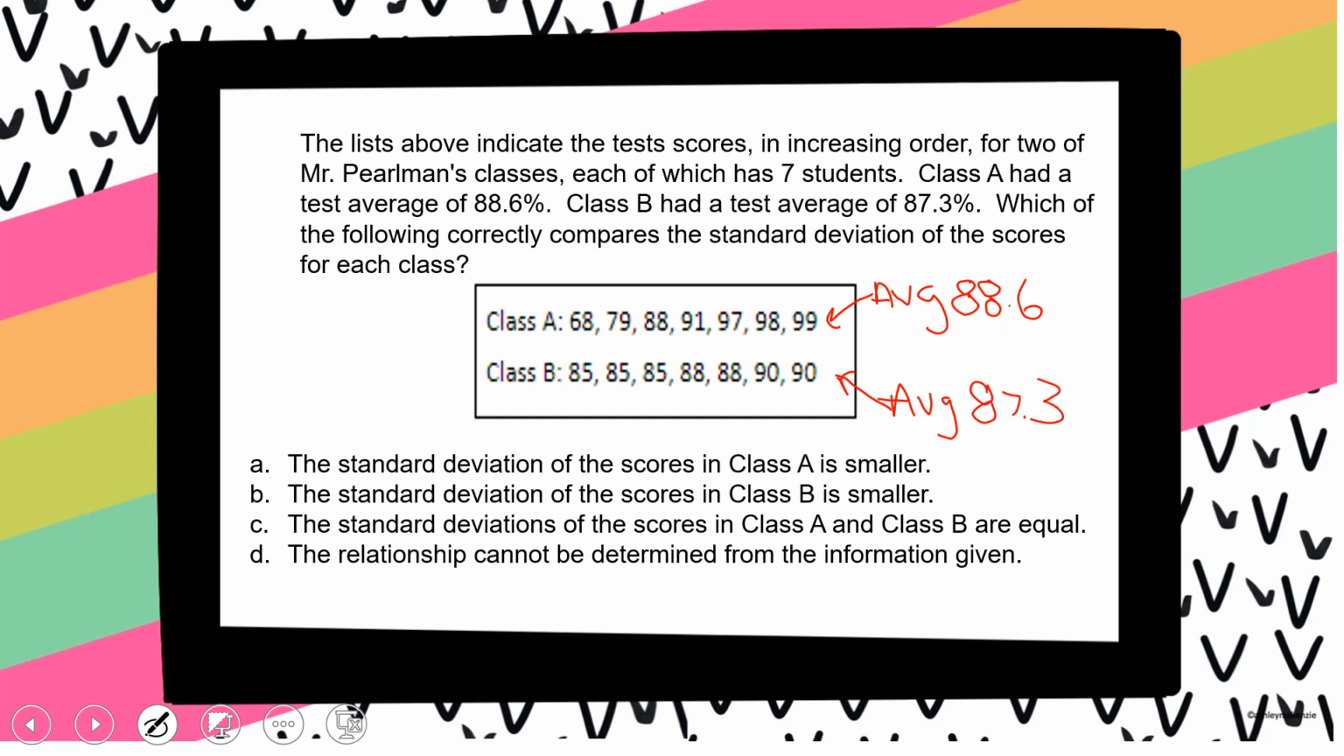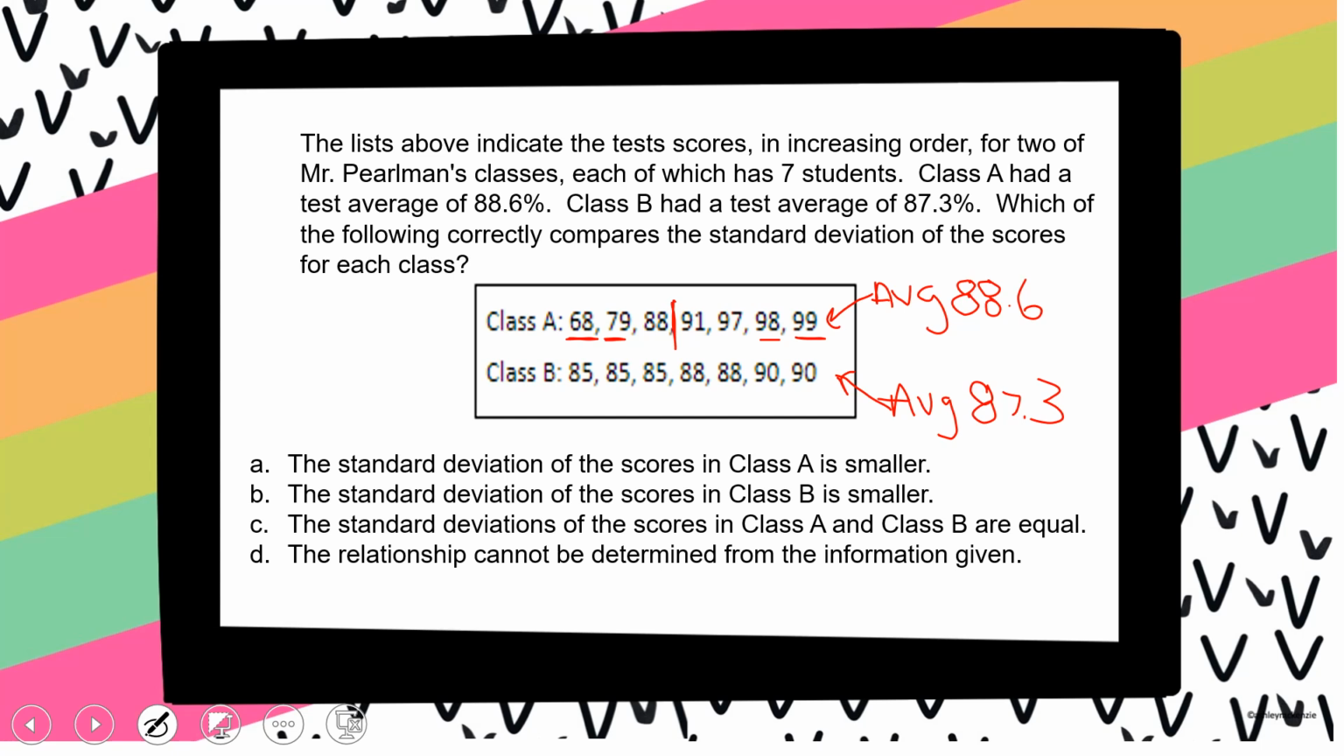We're not so concerned with what the average is, but we want to see how close to the average these values are. So if I'm looking at Class A, 88.6 is right around that middle value. But look, I've got this 68 and I've got this 99. Really even I would say a 98 and that 79. They're pretty far away from an 88.6.